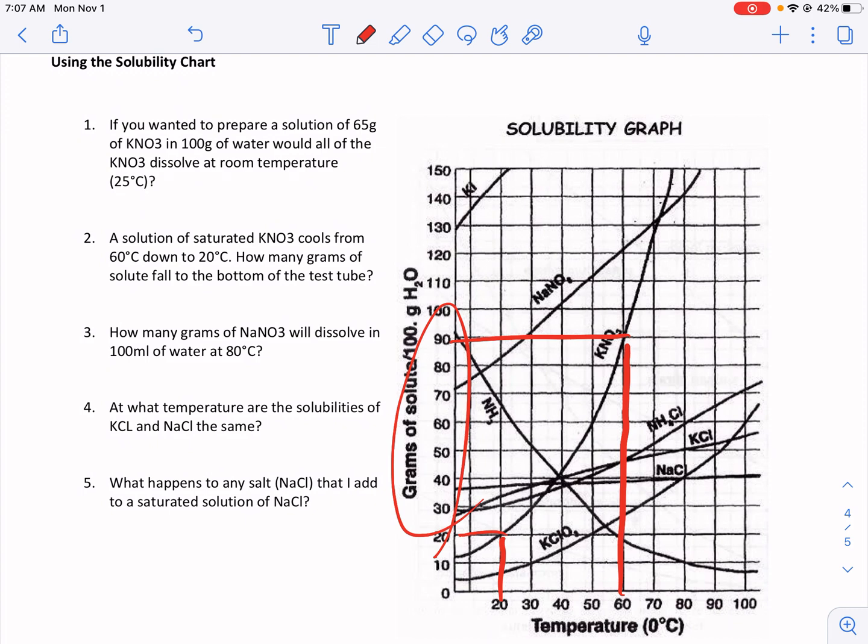Number 3, how many grams of NaNO3 will dissolve in 100 milliliters at 80 degrees C? So now you're looking at this curve here, folks. Going to go to these temperatures and that amount, okay? Let me clear the screen here for you and then finish these up for you.